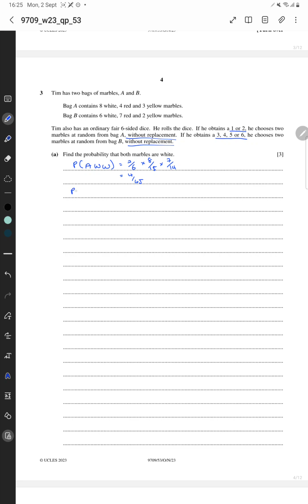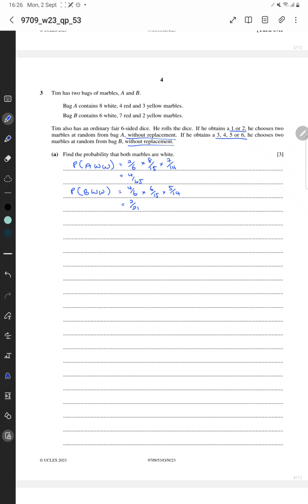We're going to move on to the next probability, which is the probability of getting marbles from bag B, and we still want white and white as well, right? So the probability of choosing bag B is going to be 4 over 6 because there are 4 numbers. Now there are 6 white marbles and there's a total of 15 as well. So we have 6 over 15 times 5 over 14. And you'll get 2 over 21.